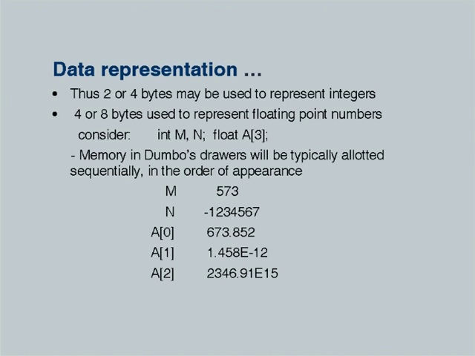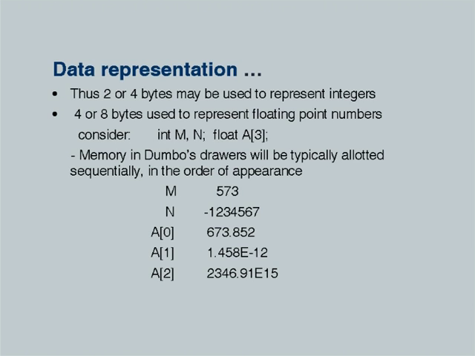Now consider how the memory is allocated in Dumbo's drawers. We had seen this model earlier. There will be a drawer which will contain, let's say, value 573. It will be tagged as M. This drawer is tagged as N. Three consecutive drawers will be tagged as A0, A1, A2. These are the memory locations and these are the values. Now, notice what M is: can the value 573 be stored in one byte? Answer is no.